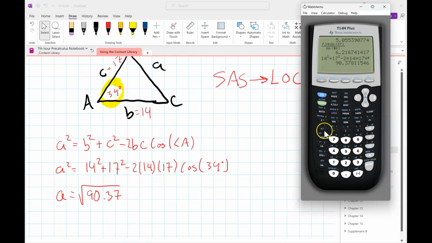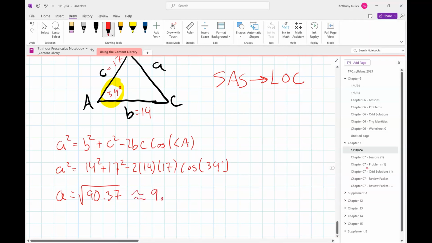So again, square root, and I'm going to press second and the negative sign. That just gives me the ans command. That's the last answer your calculator found. So I get about 9.51, excuse me, 9.51. Yes. Everybody okay now? All right.